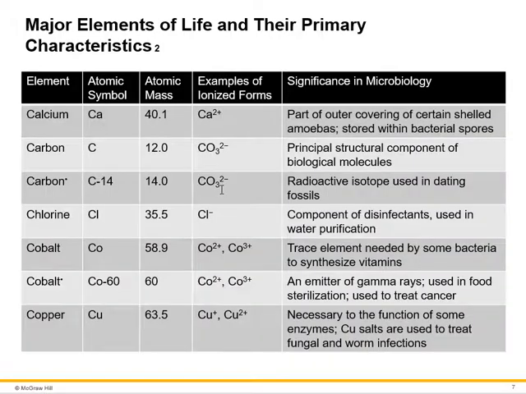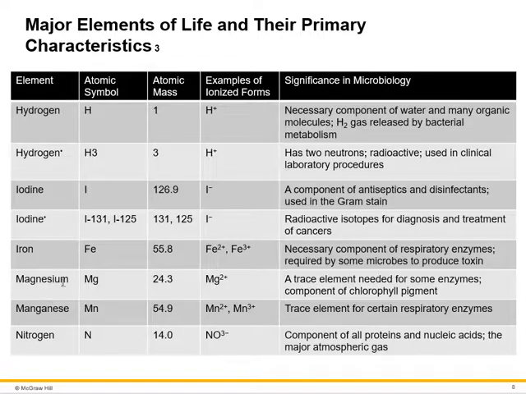So this next section just shows you some of the different elements and their significance in microbiology. You don't have to memorize this, but I would mention, here, cobalt is an emitter of gamma rays, and they do use this in treating cancer. They also use it to sterilize food, and so that is one of those that has a radioactive isotope.